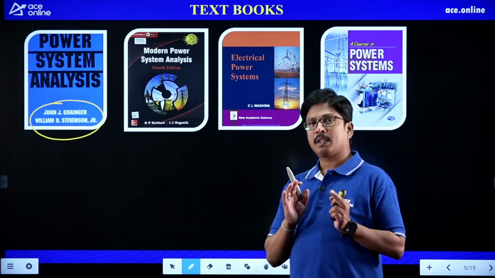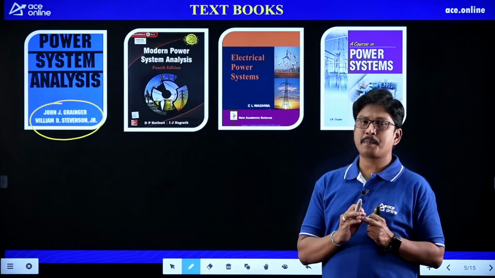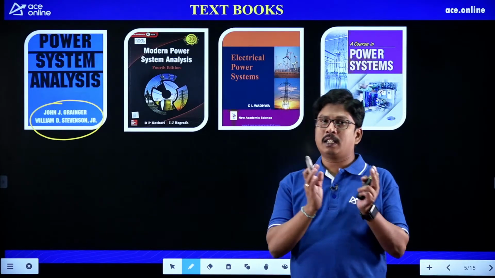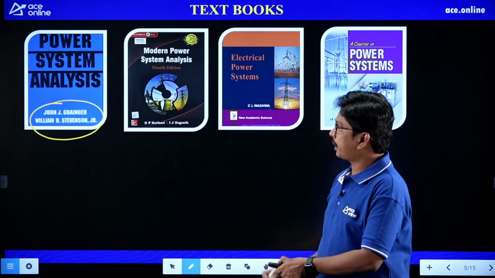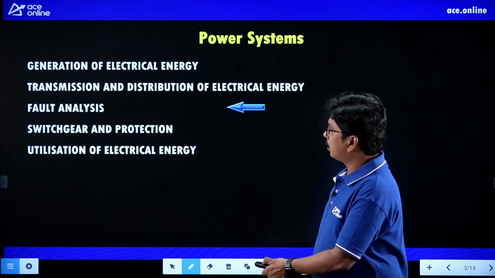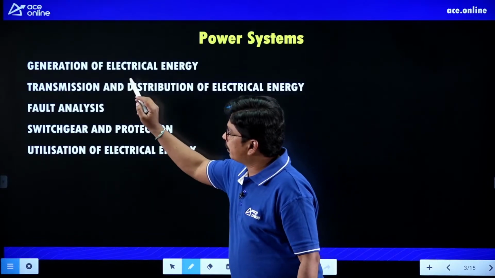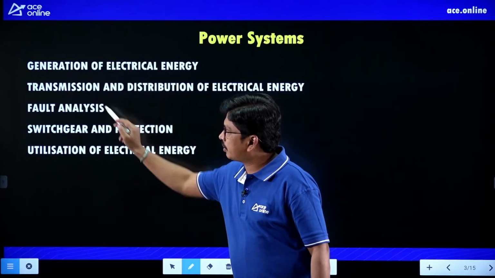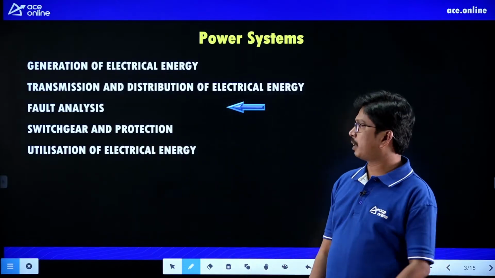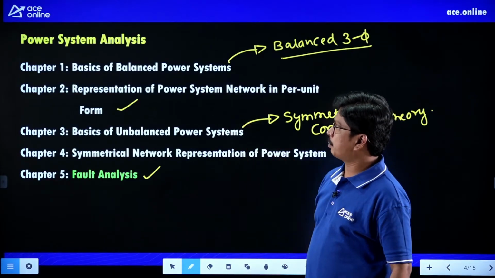So in that book, transmission is covered, and they cover the fault analysis, and we can cover the switchgear and protection portion also. Right? So from the syllabus, we can cover transmission and distribution, transmission only, not the distribution, then fault analysis, and switchgear and protection portion in the textbook. Right?